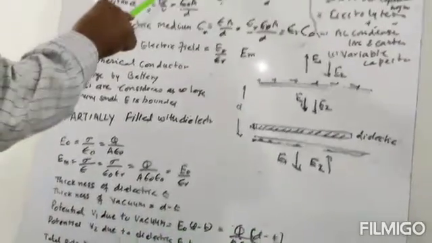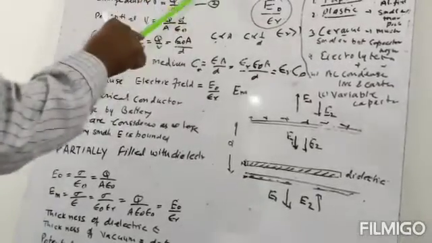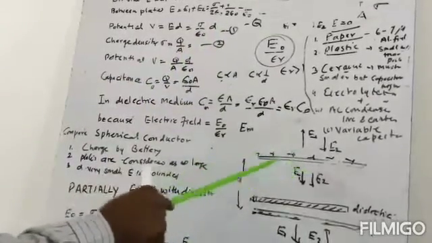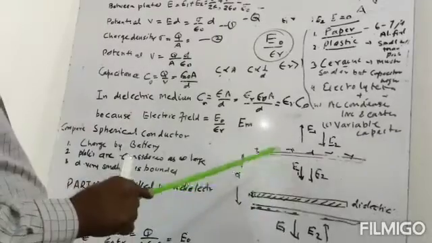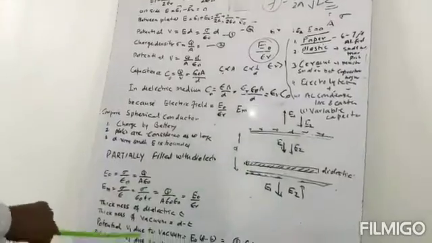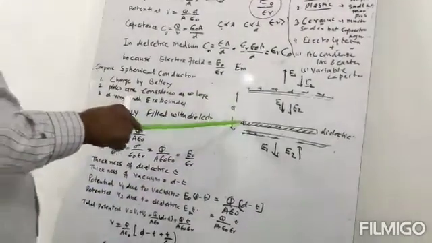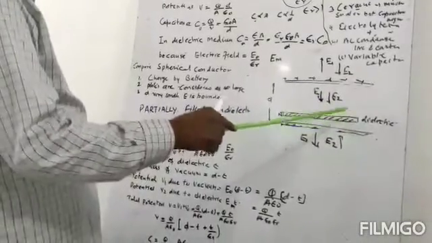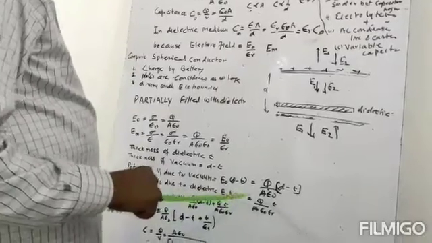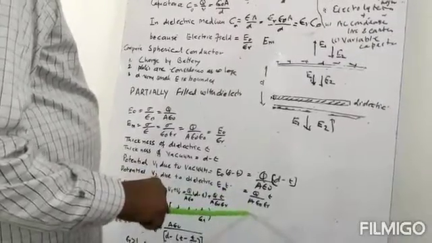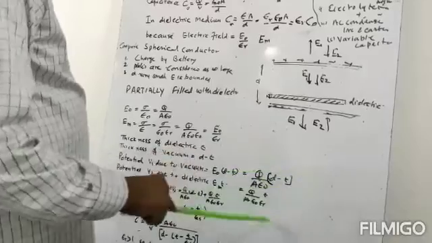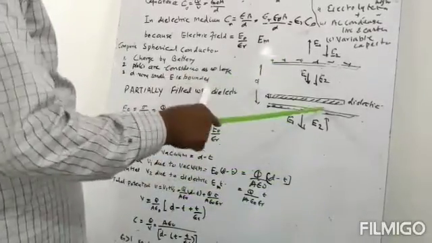Here it was d, because there was only air. So now instead of d, we will have d minus t, because the air will have only that space. Now for the dielectric medium, the potential will be equal to the electrical field multiplied by the thickness. The electrical field in the dielectric multiplied by t is equal to q/(Aε0εr) times t. So the total potential will be the sum of these two.